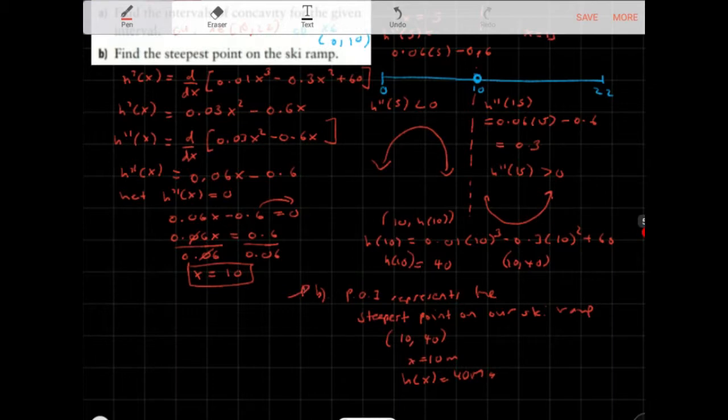So this is how you can use the second derivative. The point of inflection also represents a maximum point of the rate of change, because it represents a maximum or critical point of your first derivative function. That's really important to understand as well.